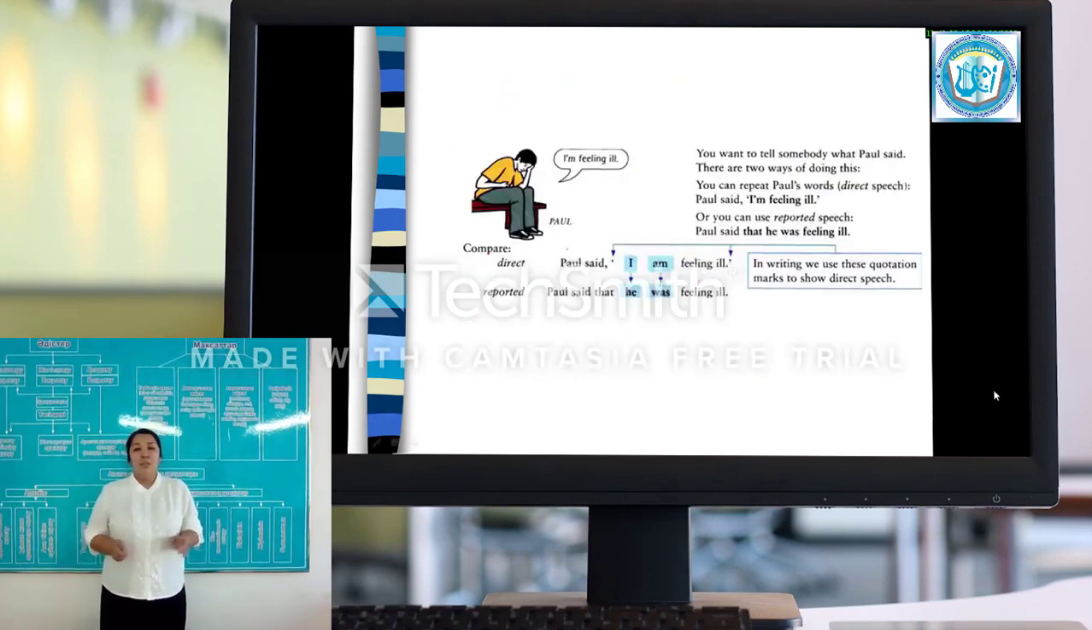For example, you want to tell somebody what Paul said. There are two ways of doing this. You can repeat Paul's words, direct speech: Paul said, "I'm feeling ill." Or you can use reported speech, indirect speech: Paul said that he was feeling ill. Let's compare. Paul said, "I am feeling ill." In indirect speech, it is changed into Paul said that he was feeling ill.